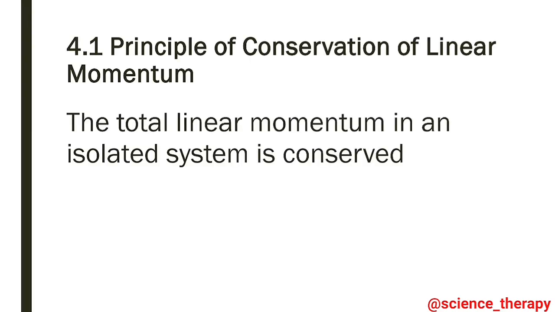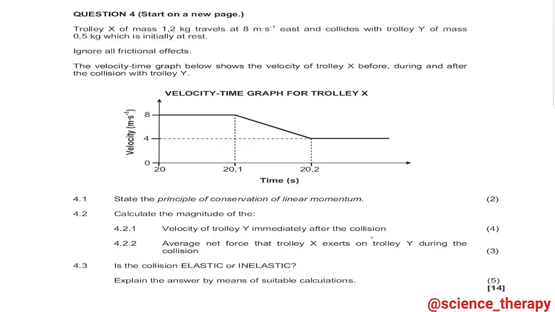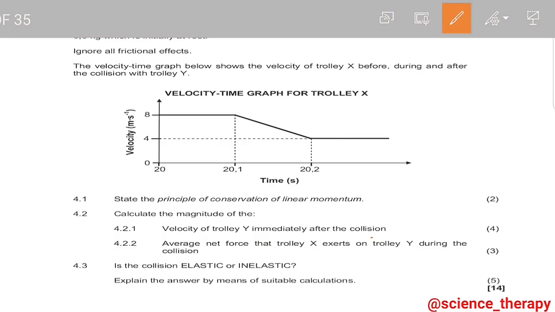So we now have the principle of conservation of linear momentum states that the total linear momentum in an isolated system is conserved. Awesome. Then 4.2 says calculate the magnitude of the velocity of trolley Y immediately after the collision. And how many marks are we given? 4 marks. Now we know there is a hint there. We have already stated the principle of conservation of linear momentum. That means we'll have to use that. Then we calculate the velocity.